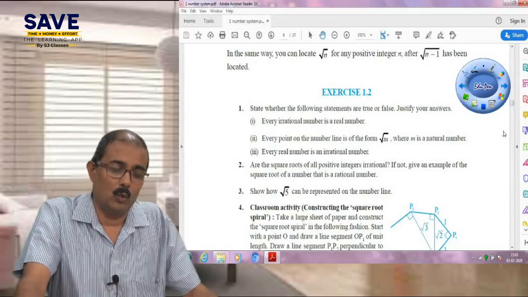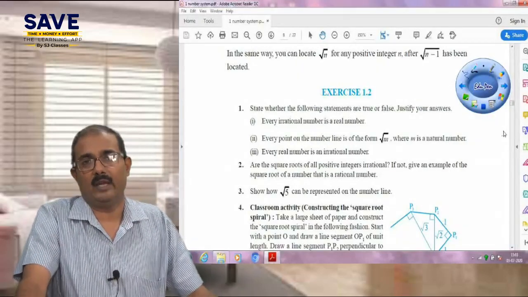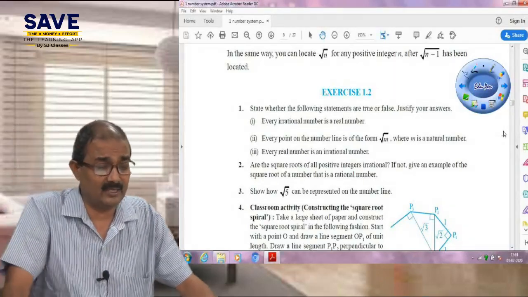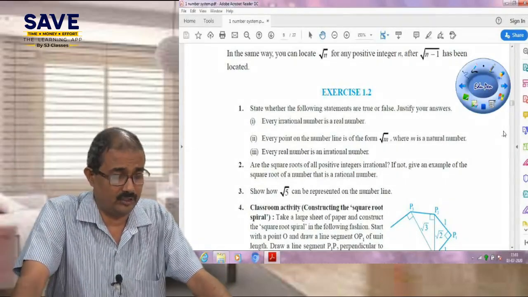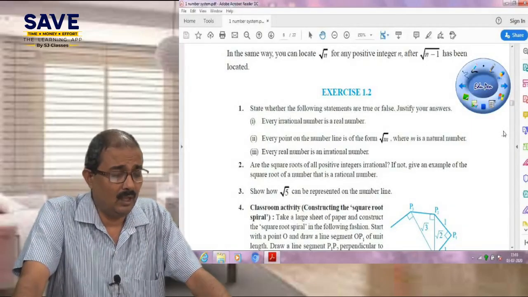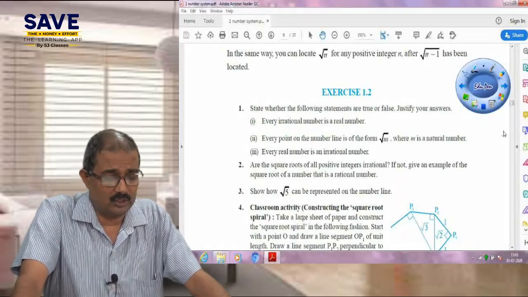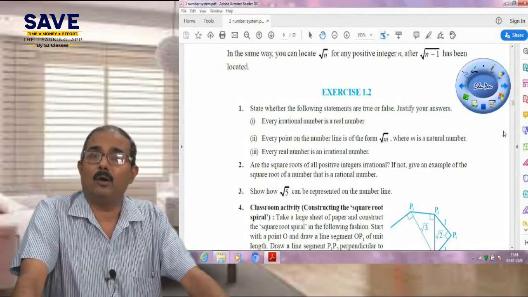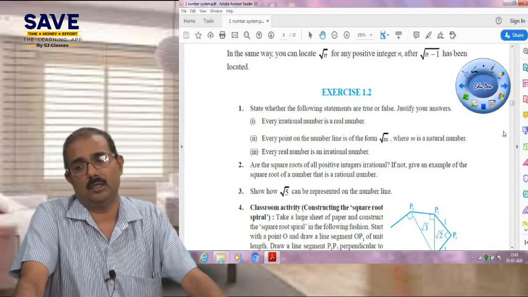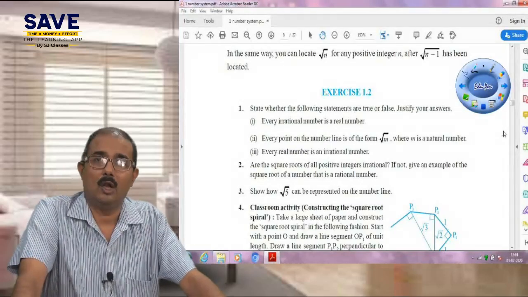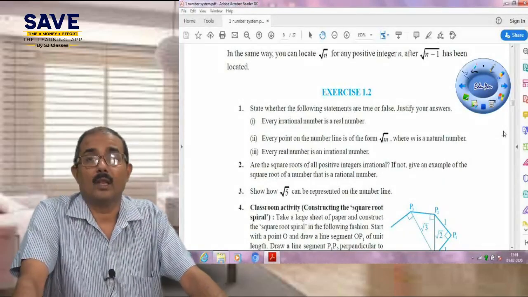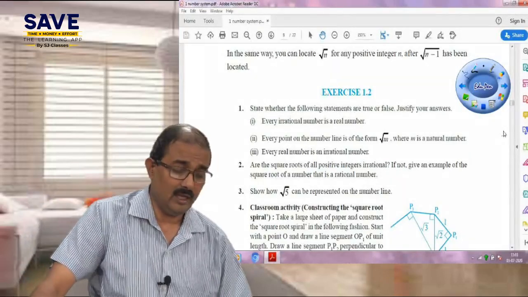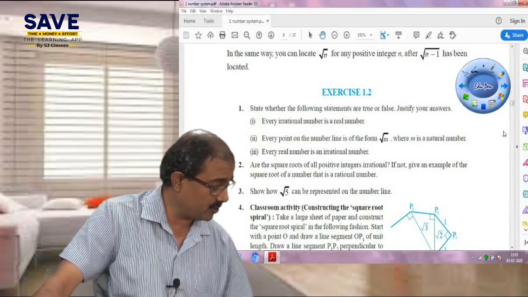Okay, so the first exercise is very simple, and it has very few questions. In the second exercise we have only 4 questions, and 2 of them are based on constructions. So you should have your geometry box with you when you are seeing this lecture or doing the construction. The first question is a true or false type question.